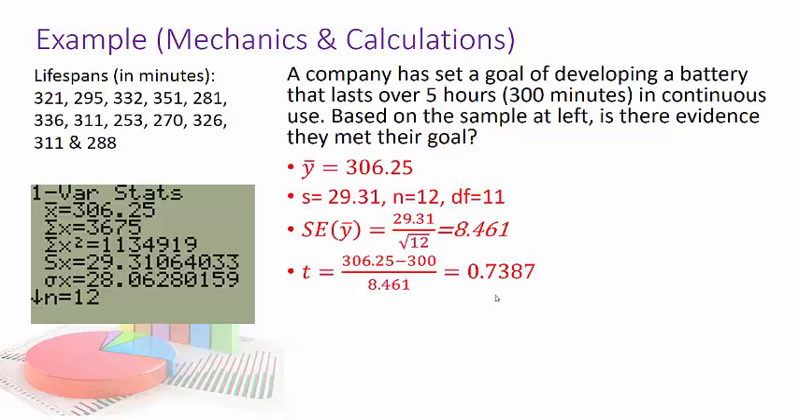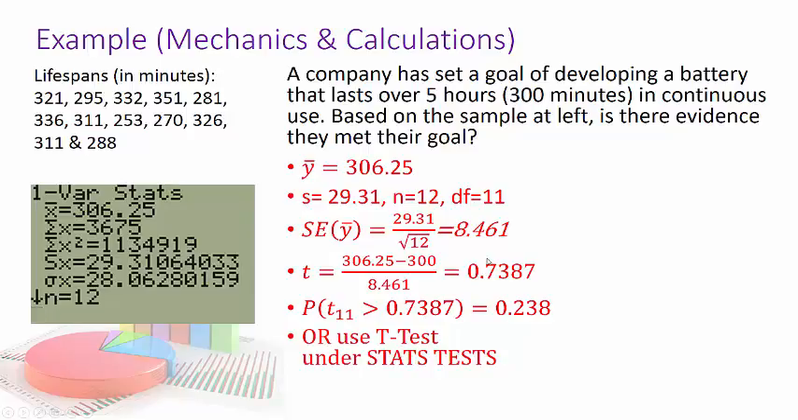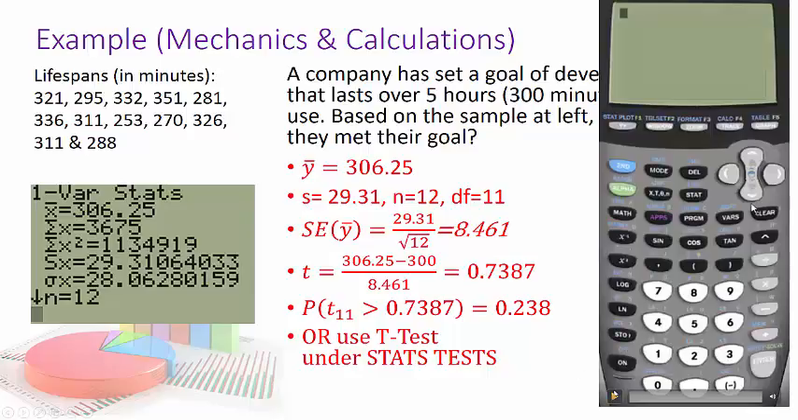Now you can use this to look up on the t-table the probability that t with 11 degrees of freedom is greater than 0.7387, which we find is about 24%. It's admittedly much easier to use your calculator, and I'll show you how to do that now.